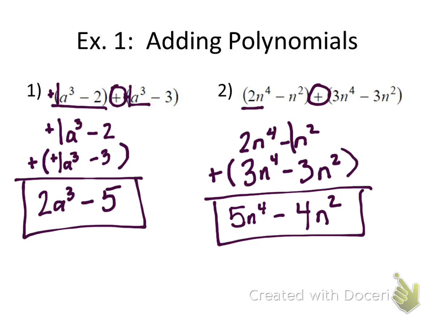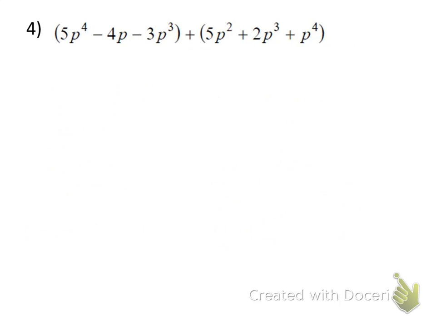Continuing on here. Let's jump to example 4. Example 4 is really important because there's more than one term. So in this whole problem, we need to see what's the largest term that's here. Right here, we find that p to the 4th is the largest. There's a p to the 4th here, and there's a p to the 4th here. We also see that there's a p to the 3rd here, and there's a p to the 3rd here.